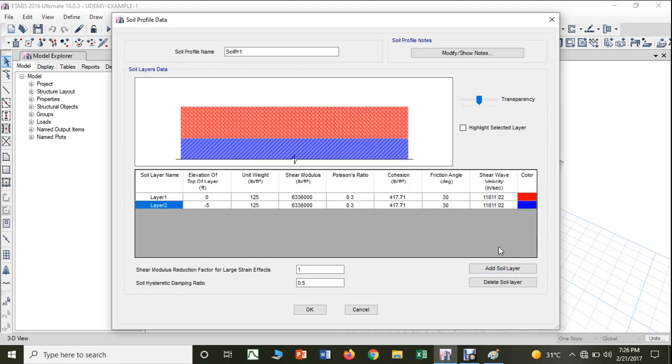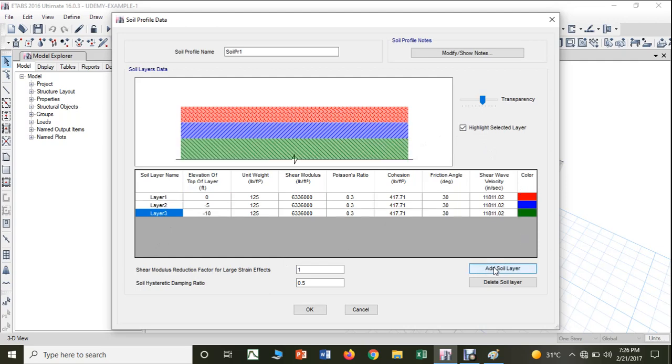Then when I add one more, like that you can give the soil profiles, and you can give names to them also. So like this, n number of soil layers you can add, either in the vertical direction or in the horizontal direction, both options. That is soil profiles.